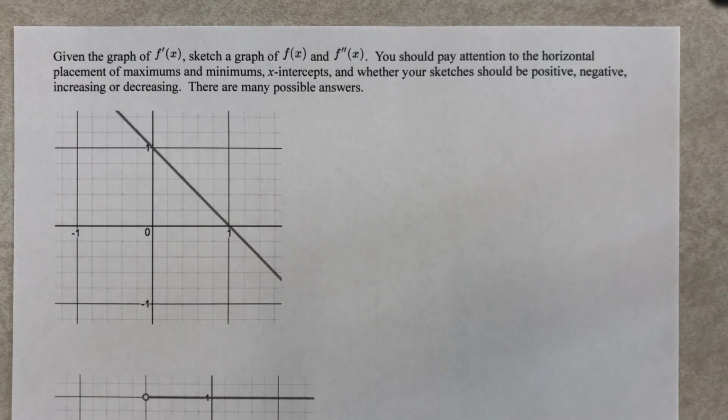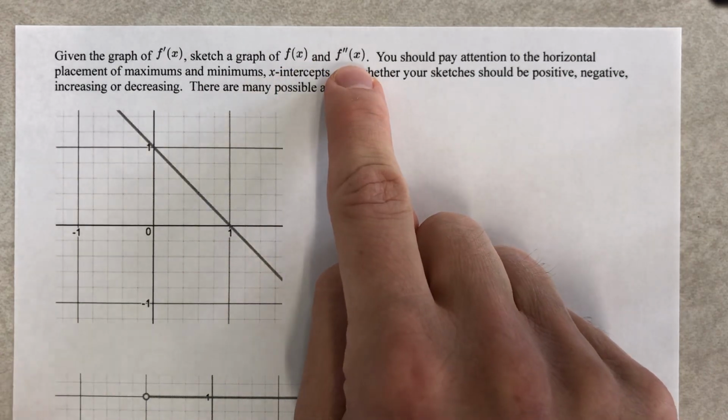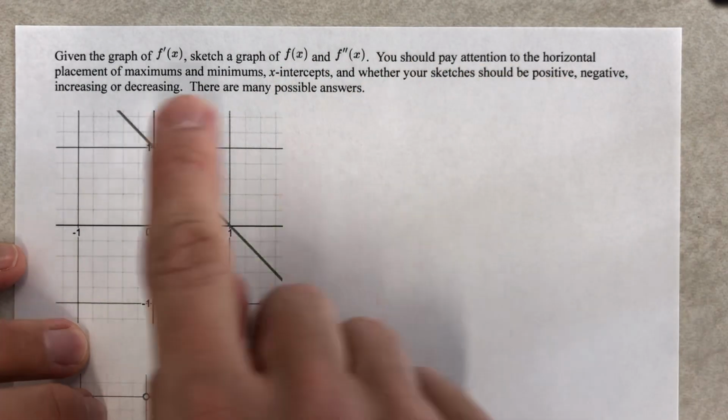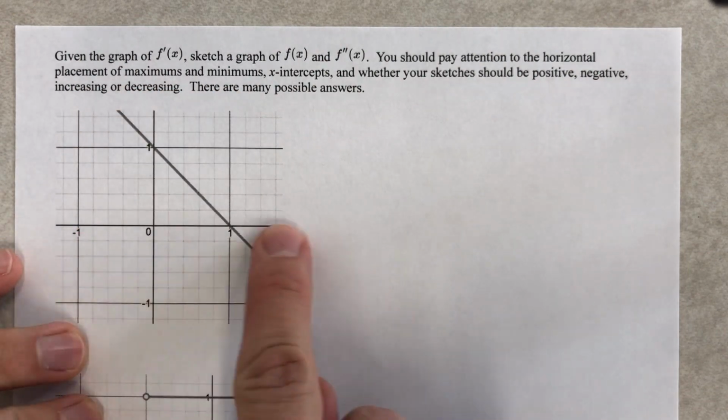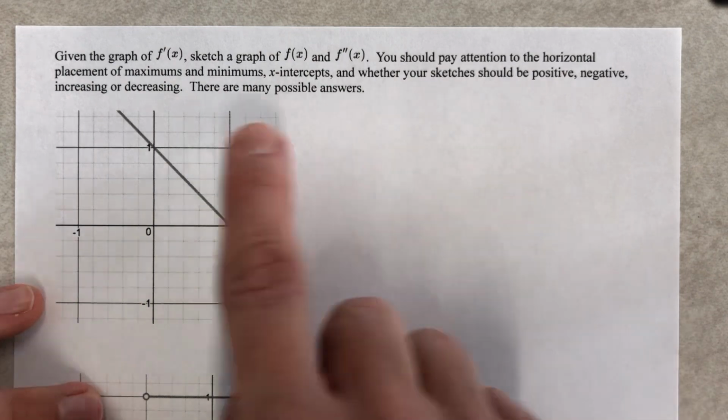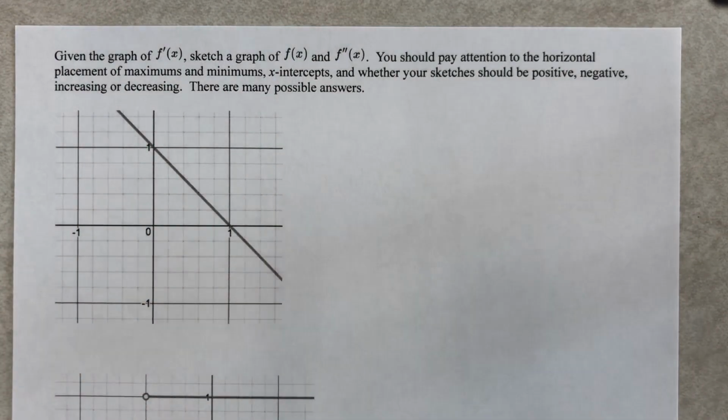You are given the graph of f prime. We're going to sketch a graph of the function and the second derivative. Let's pay attention to horizontal placement of maximums and minimums, x-intercepts, and whether your sketches should be positive, negative, increasing, or decreasing. Many possible answers.